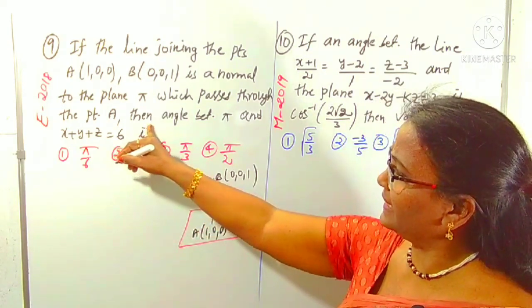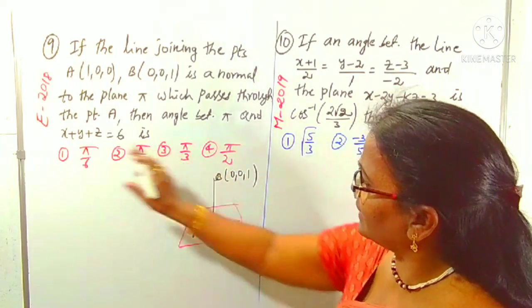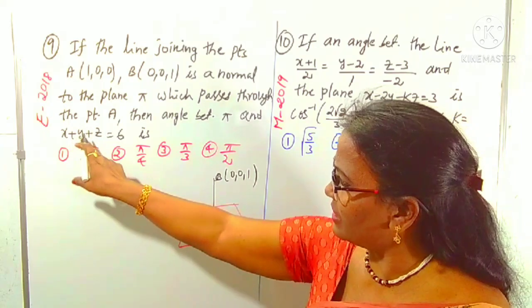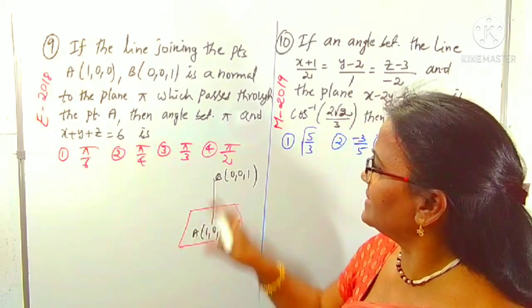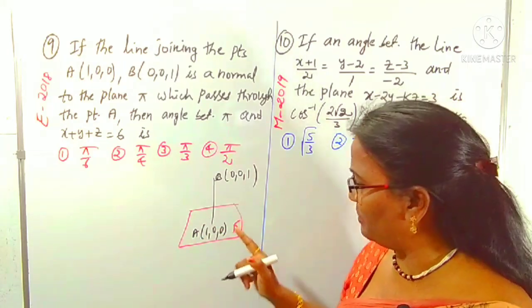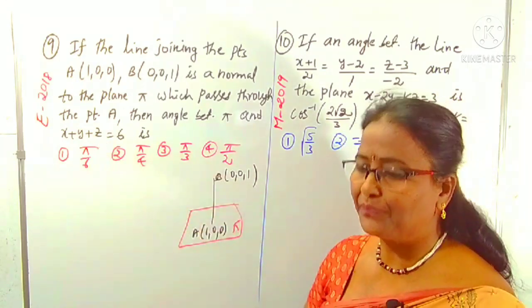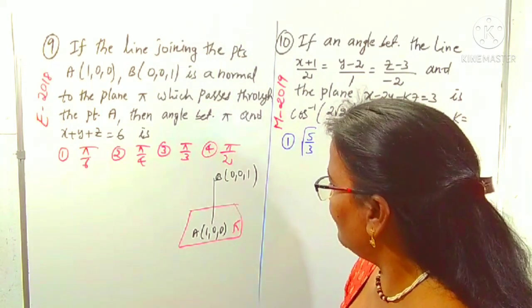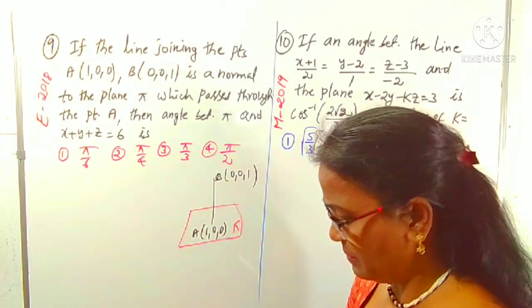Then what is given? The angle between this pi and another plane, x plus y plus z is equal to 6, is given. We have to find out the angle between this pi and some other plane. Means the angle between the two planes we have to find out finally. First I am finding the equation of this plane.